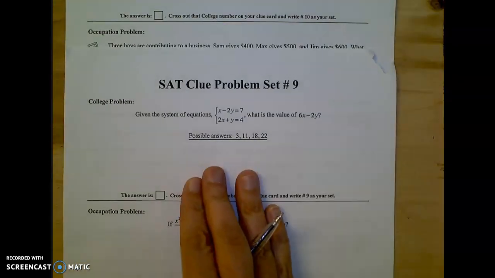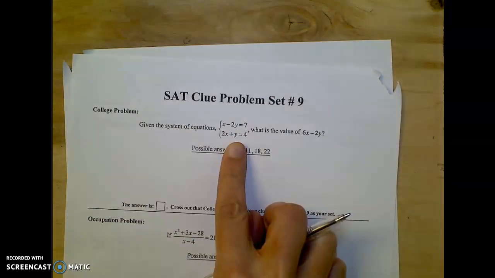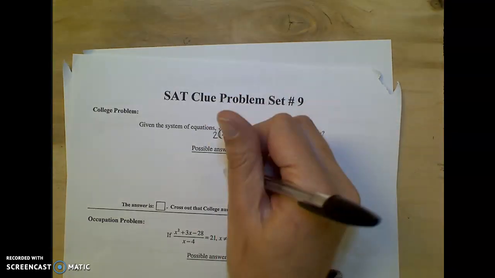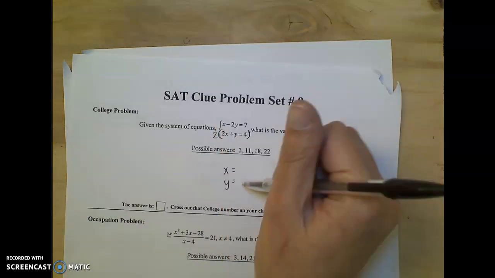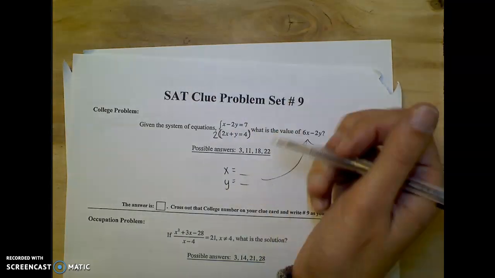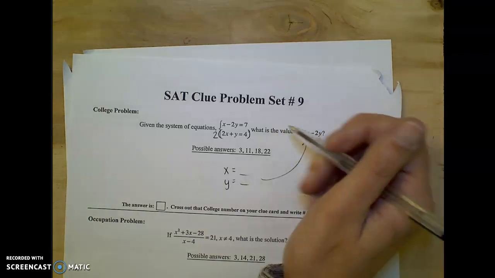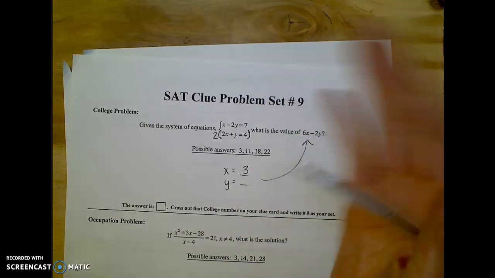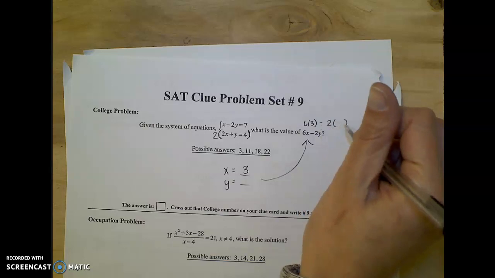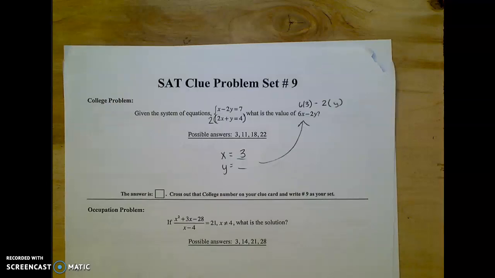Okay, on set 9, the college problem, I think is pretty straightforward. I used elimination and I multiplied the bottom one by 2. Now the only sneaky thing is here, once you solve for x and solve for y, you're going to have to take those values and plug it into this thing here. So when I do elimination, if I happen to get that x is 3, if I then find that y is 2, I would put the 3 in here and the 2 in there and get that value. And that's the one you're going to pick. So that's kind of the only sneaky thing there.